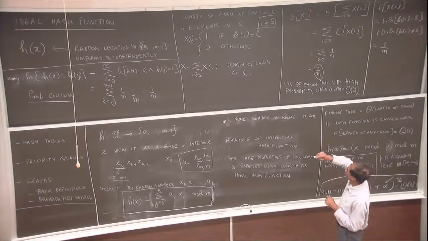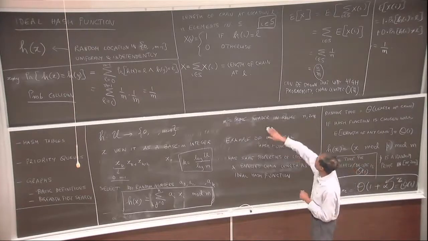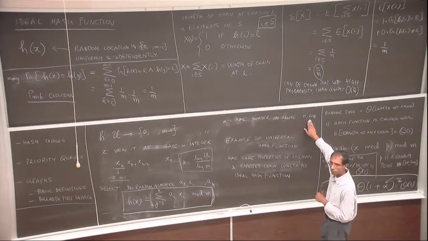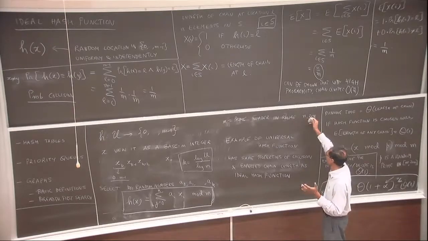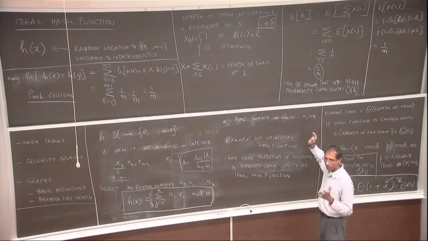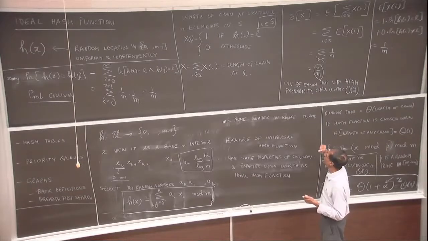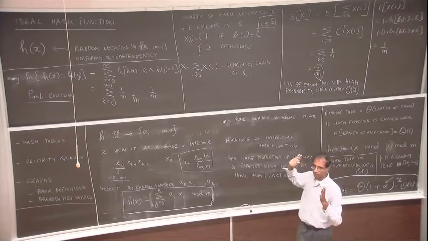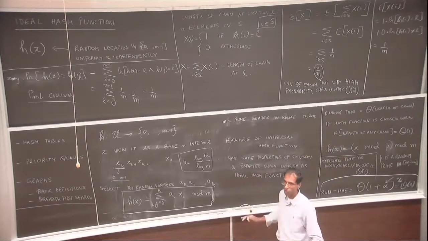So here m is a prime number in the range n to 2n. And by the way, this is just a rough estimate. You could have picked it bigger than 2n. So that's what m is. And the universe is whatever it is. It's some large universe, much bigger than m, much bigger than n.